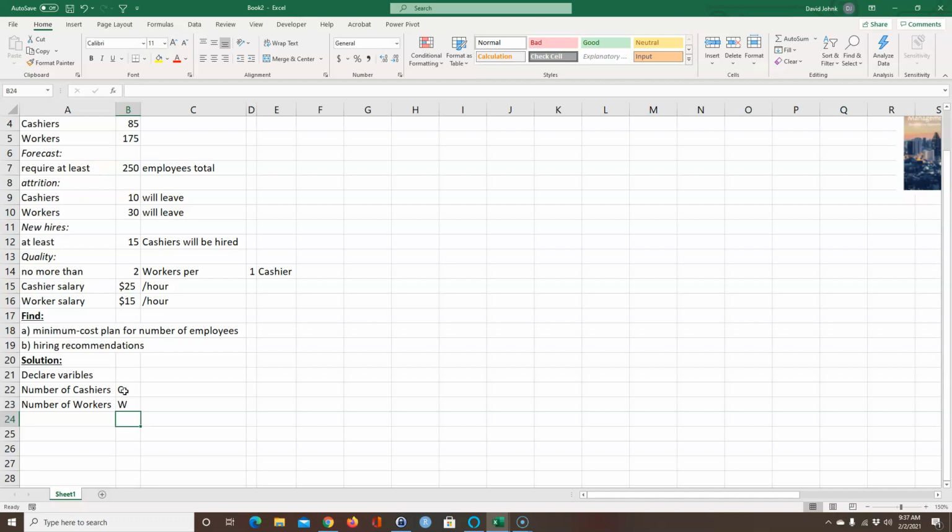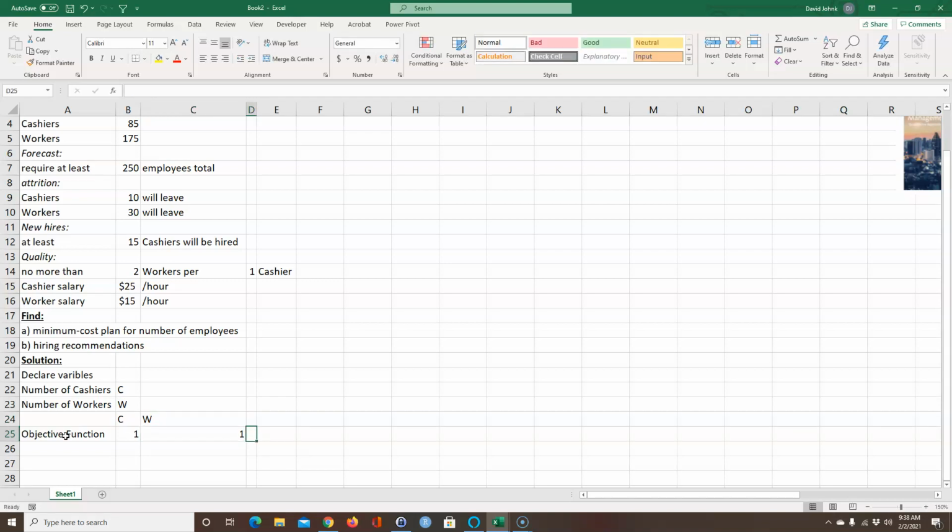All right, so now we know from now on, whenever we see the letter C and the letter W, that stands for the number of cashiers and the number of workers. So let's just start by doing our objective function first. I'm going to put capital C here, capital C here, capital W here. So we'll say 1 times the number of cashiers plus 1 times the number of workers.